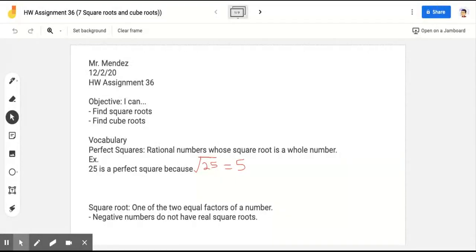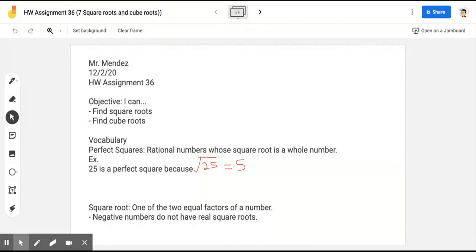Starting off with perfect squares. Perfect squares are rational numbers whose square root is a whole number. For example, we say that 25 is a perfect square because the square root of 25 is 5. We call that little sign the square root sign or the radical sign, but we're going to see that on the next page. So the square root of 25 is 5, meaning that 5 times 5 is 25.